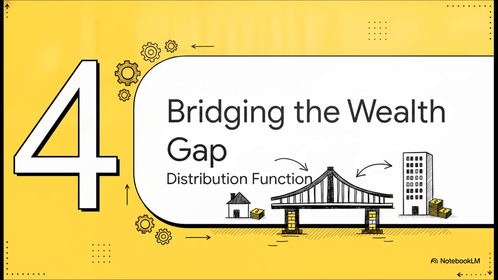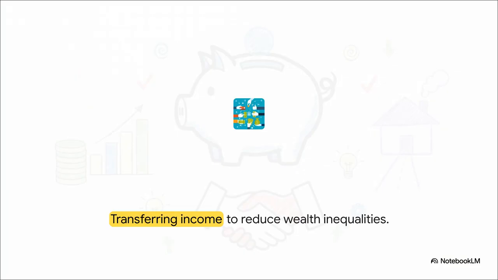And that leads us right into Section 4, bridging the wealth gap, also known as the distribution function. The core goal here is to mitigate extreme inequalities in income and wealth. If left entirely alone, a pure market economy can naturally create some pretty severe wealth disparities. So public finance addresses this through deliberate fiscal transfers. The government imposes progressive taxes on higher earners or luxury goods, and then reallocates that money to subsidize essential services, healthcare, or direct aid for lower income groups.